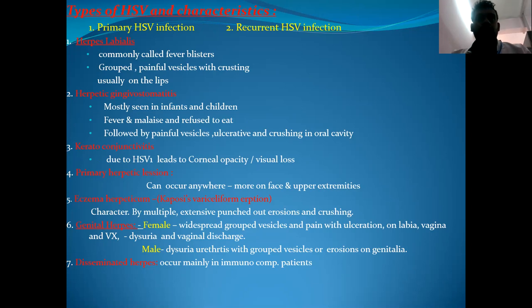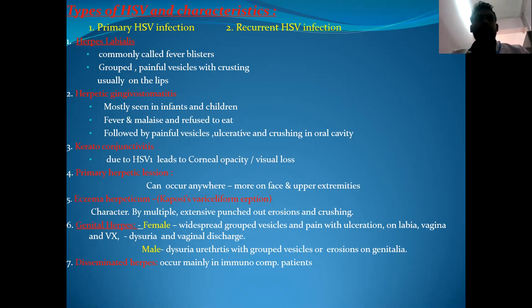Herpetic gingivostomatitis can be seen predominantly in infants and children, presents with fever and malaise, and the child will refuse to eat. This is followed by painful vesicles, ulcerative lesions, and also crusting in the oral cavity.